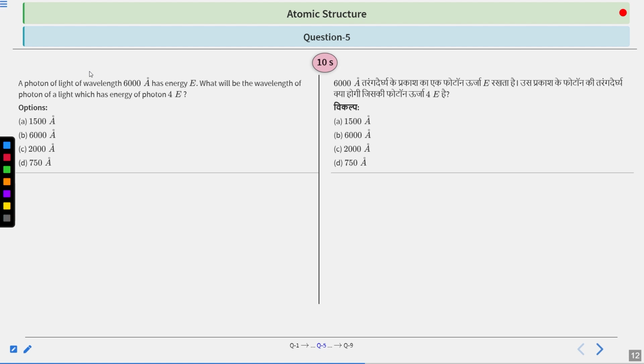So let us see the solution. Before that, you have 10 seconds to solve this question. Your time starts now.